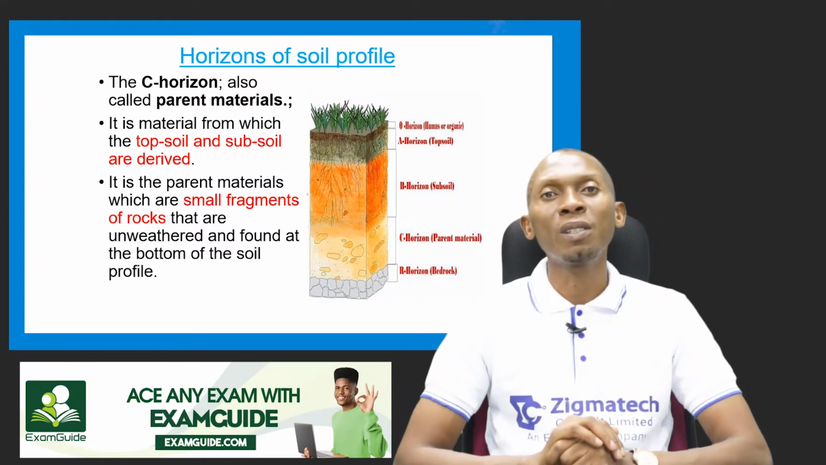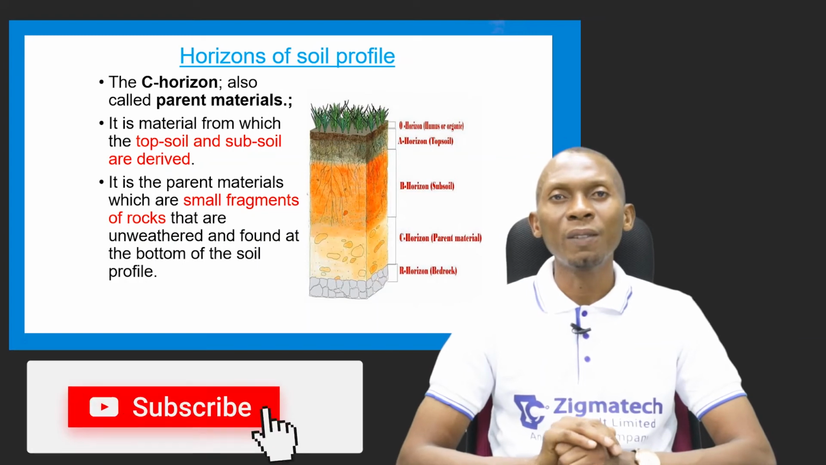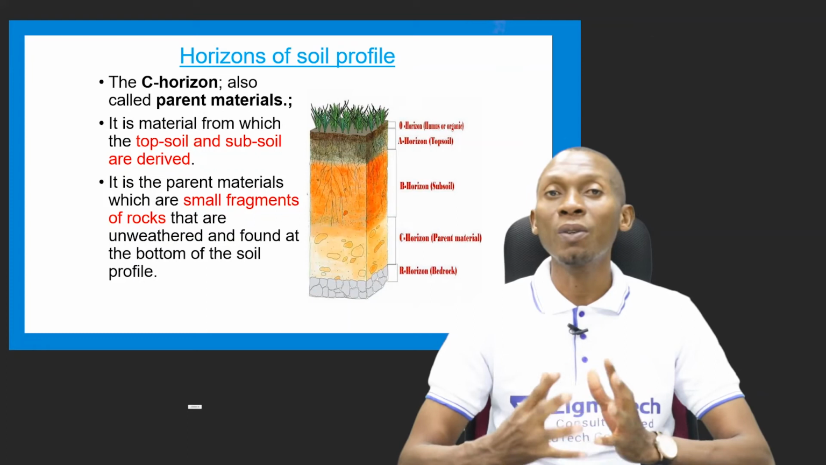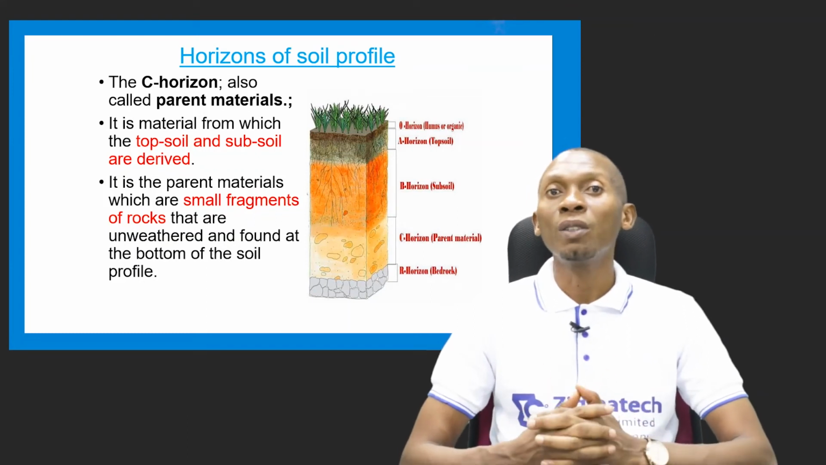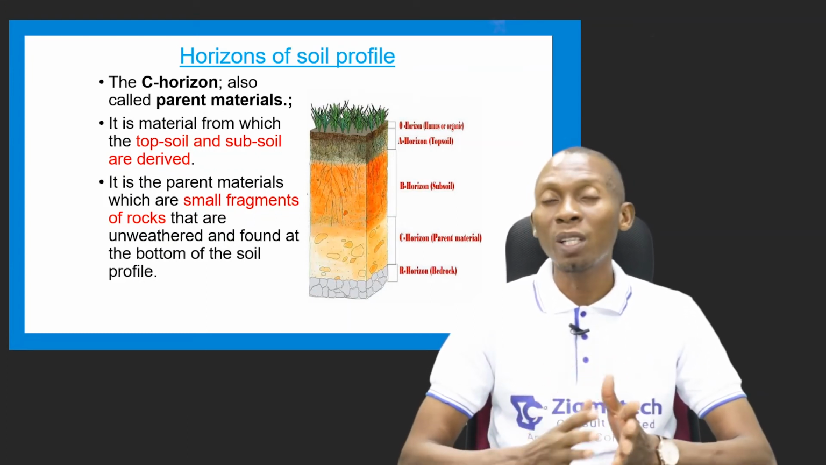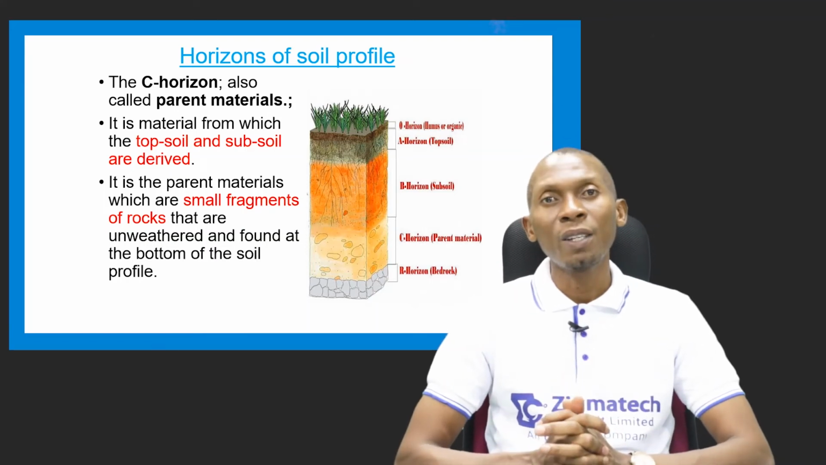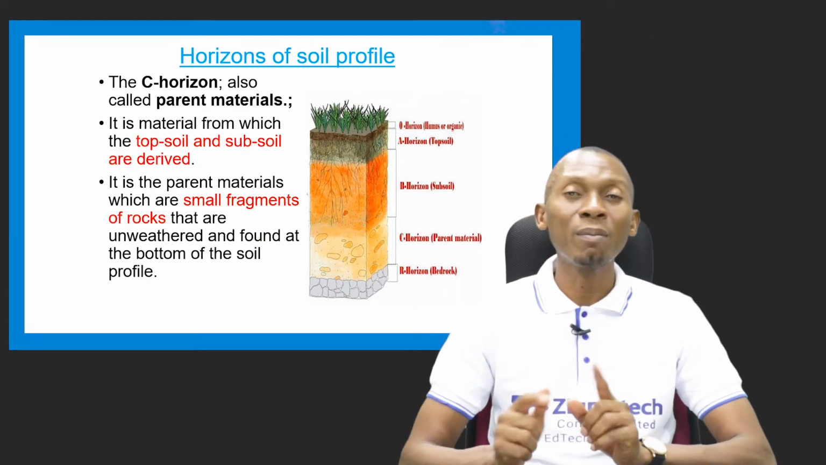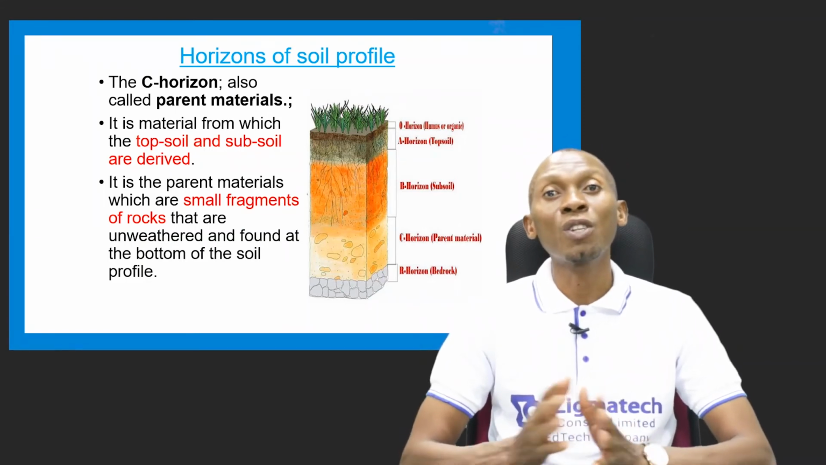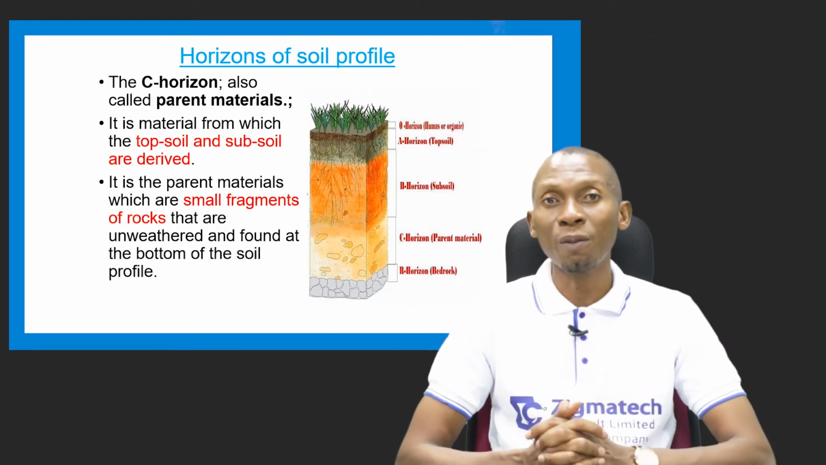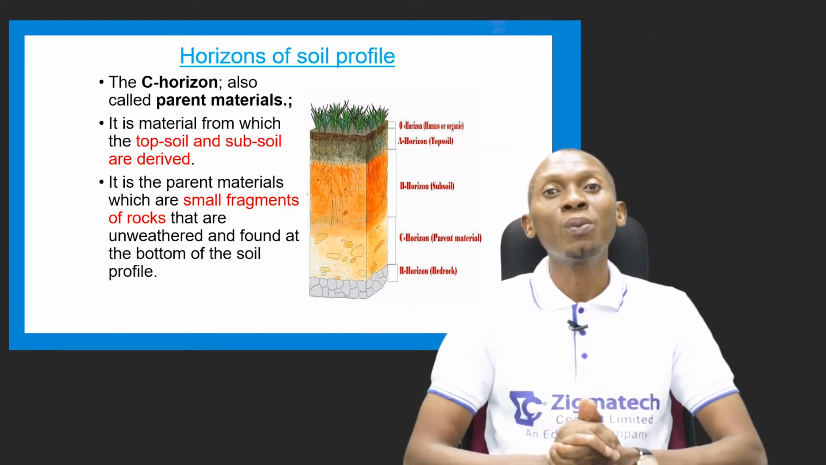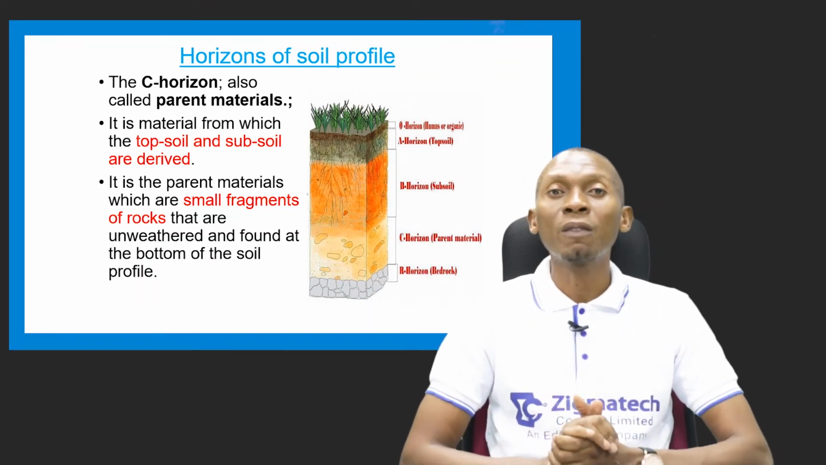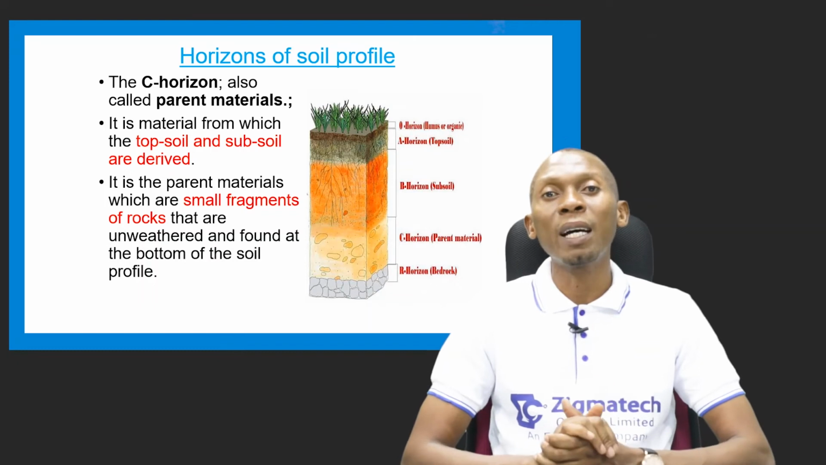We have the C horizon, which is called the parent material. This is where the materials for the topsoil and the subsoil are derived from. It's the parent material, which are small fragments of rocks. And these small fragments of rocks are unweathered, and they are found at the bottom of the profile.